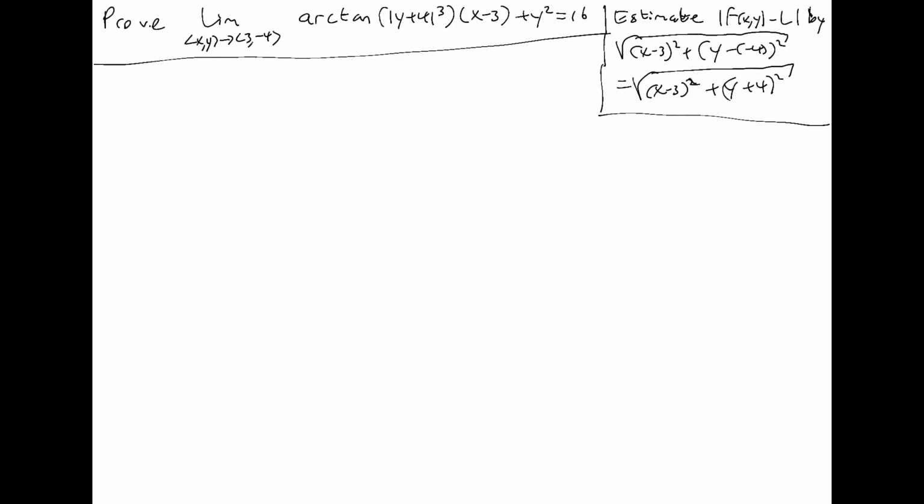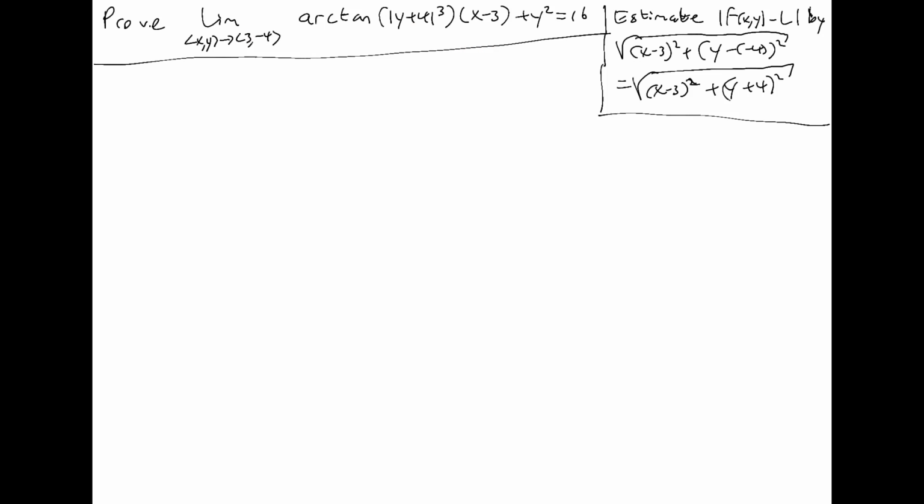Good day, this is Dr. Wortel with a solution to the exercise of the previous video. So the exercise is to prove that the limit for (x,y) going to the vector (3,-4) of the arctangent of the absolute value of (y+4)^3 times (x-3) plus y squared is equal to 16. Now it's crucial that you attempt this exercise before, so if you haven't done so, please try this yourself and then finish watching this video.